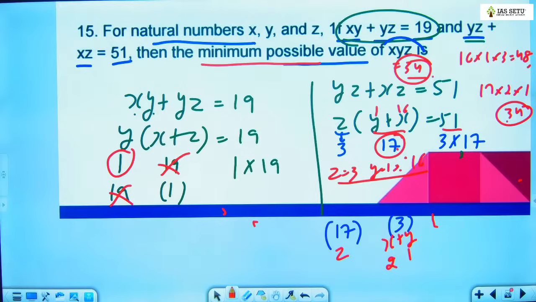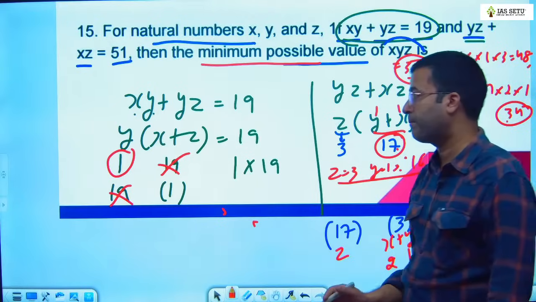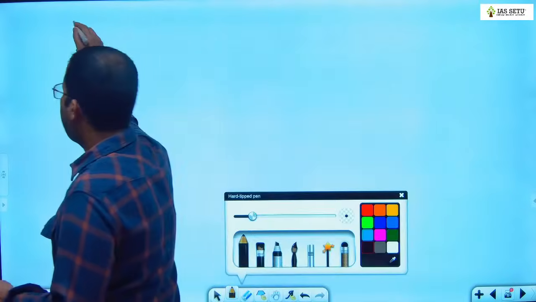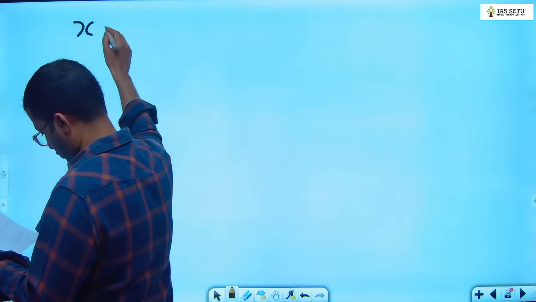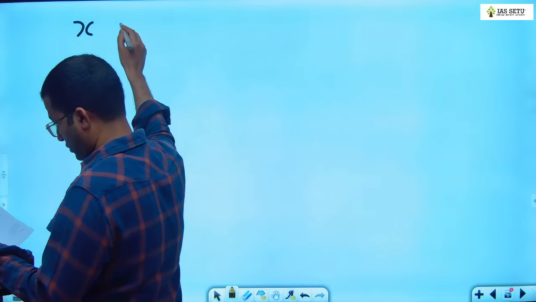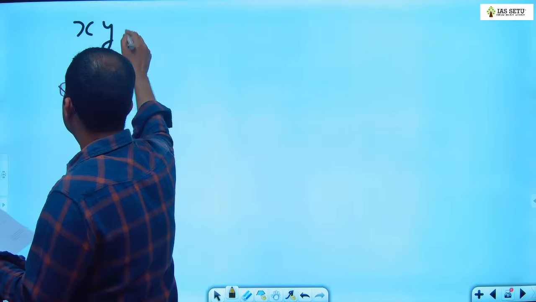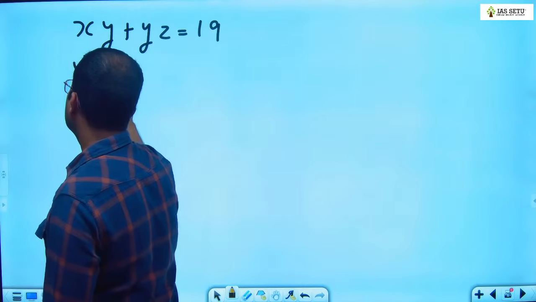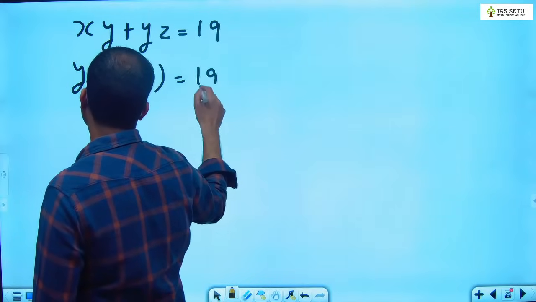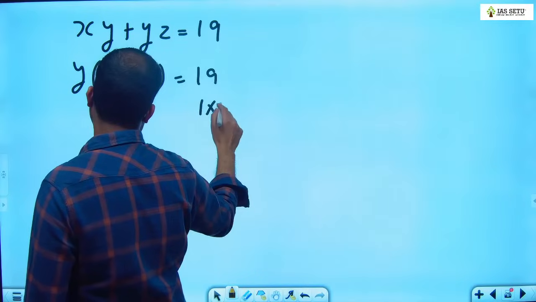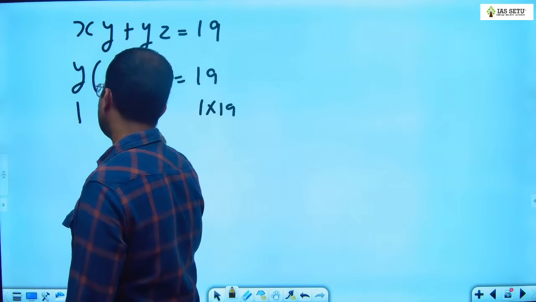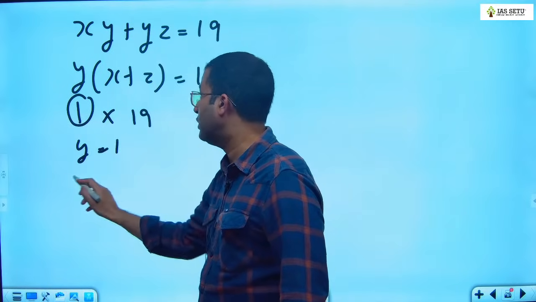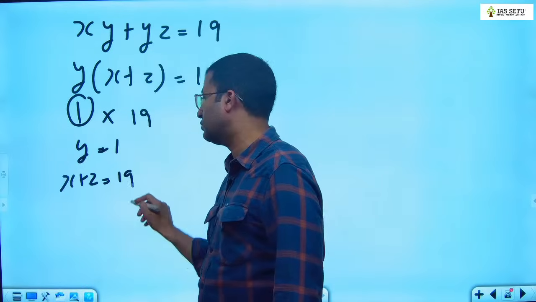I repeat. x into y plus y into z is 19. Take y common, x plus z is 19, 1 into 19 happens. So you take 1 and 19. Take y as 1, and we take x plus z equal to 19.